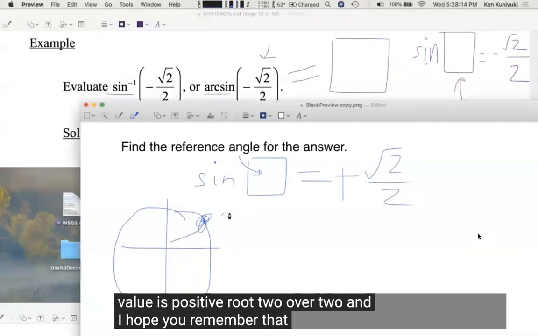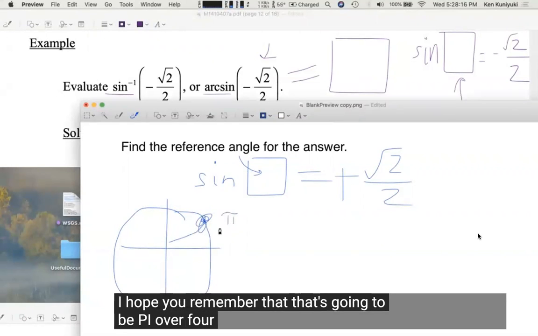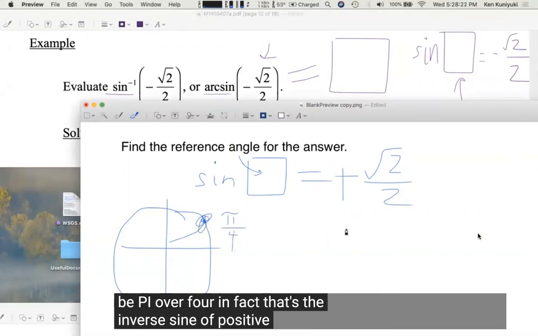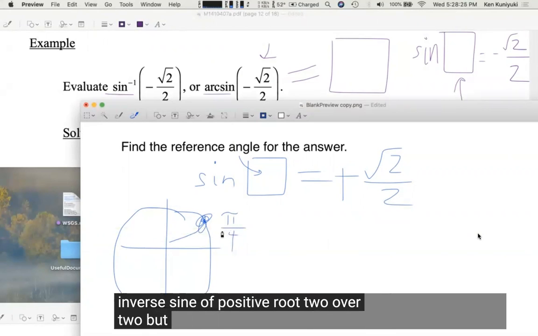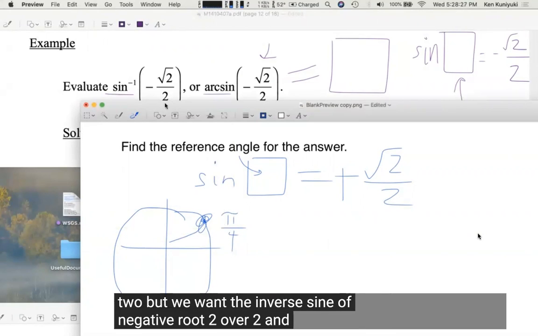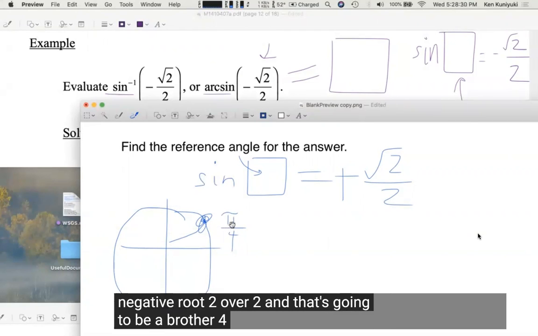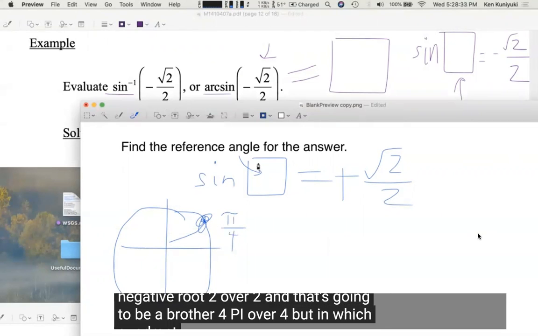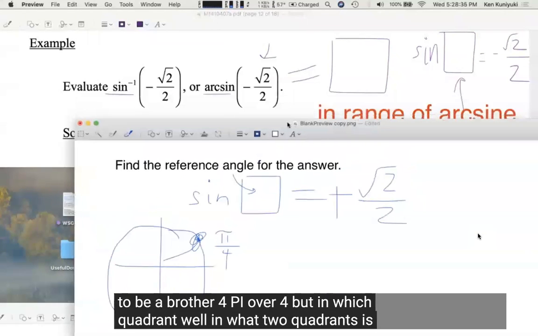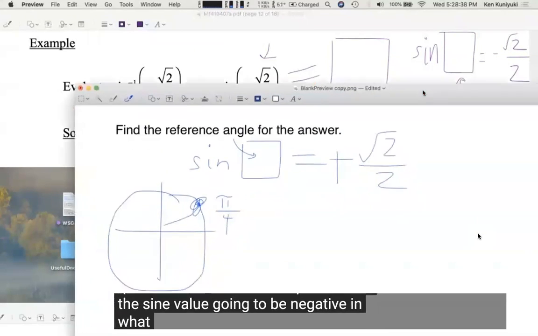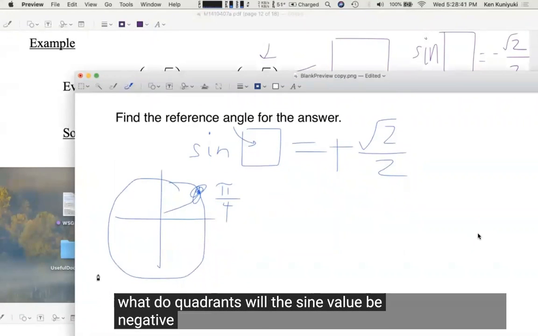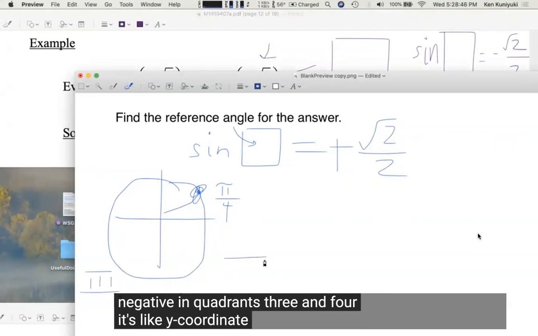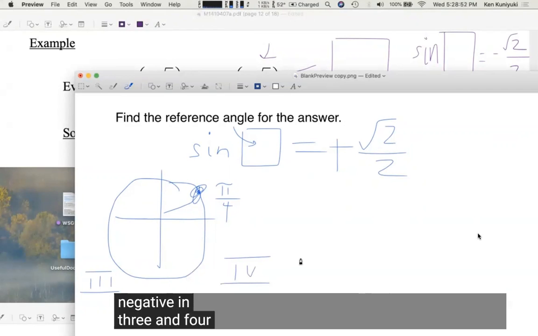I hope you remember that that's going to be π/4. In fact, that's the inverse sine of +√2/2. But we want the inverse sine of -√2/2, and that's going to be a brother for π/4. But in which quadrant? In what two quadrants will the sine value be negative? In quadrants 3 and 4. It's like the y coordinate. The sine value is negative in quadrants 3 and 4.